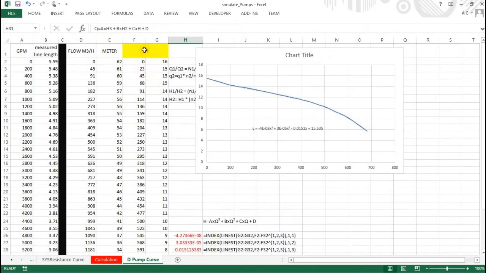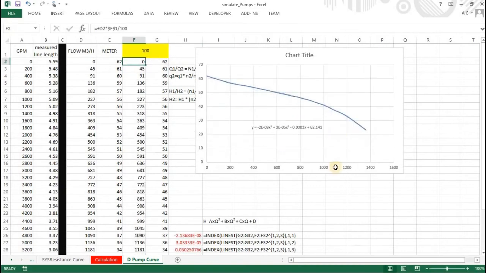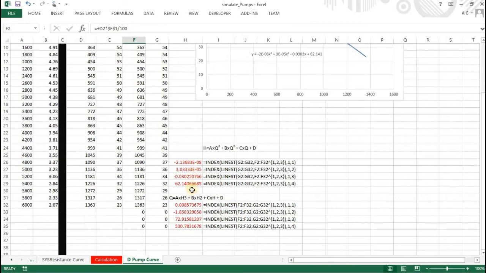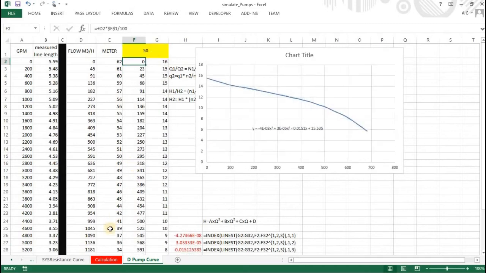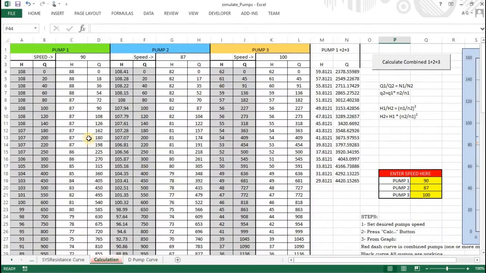Okay. So if we put this as 100, you find the new equation parameters. 50, exactly the same. So let's jump into our problem now. I have pump 1, pump 2, pump 3.